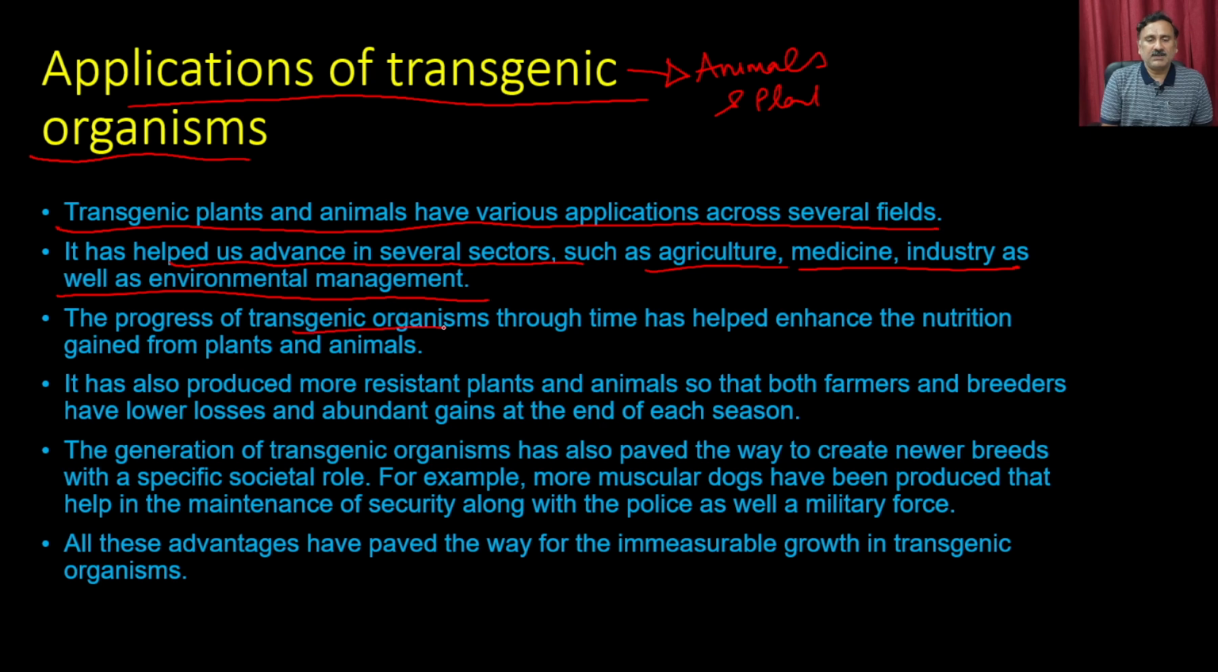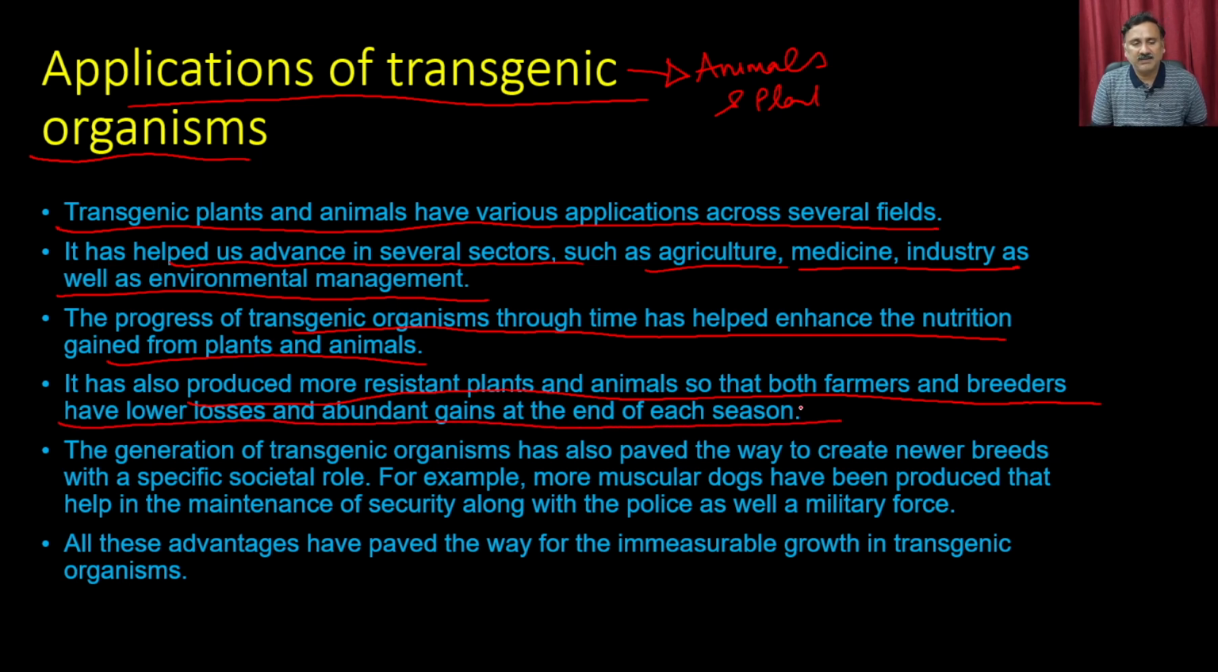The progress of transgenic organisms through time has helped to enhance the nutritional gain from plants as well as animals. It has also produced more resistant plants and animals, so that both farmers and breeders have lower losses and abundant gain at the end of each season.